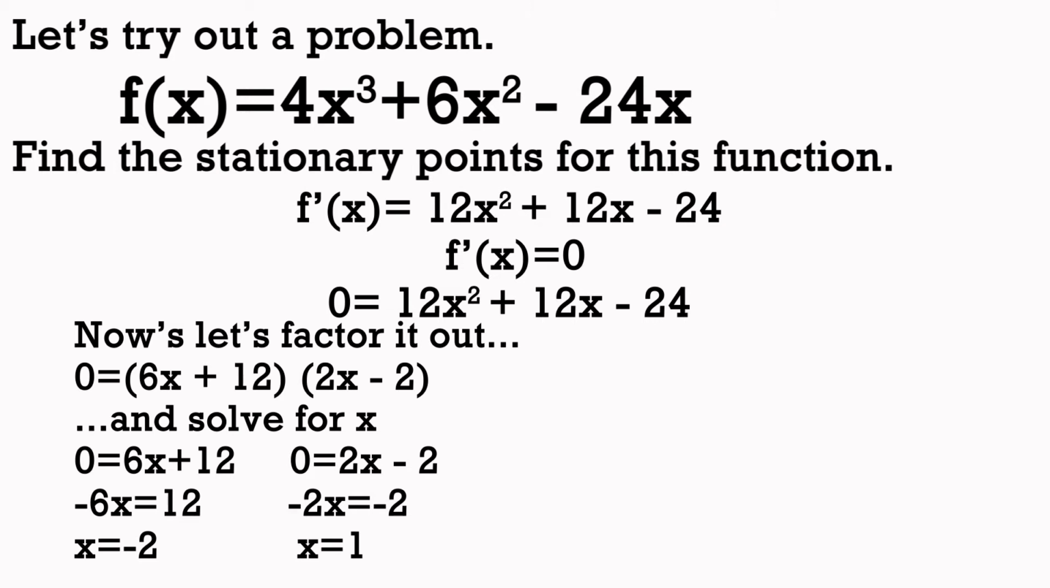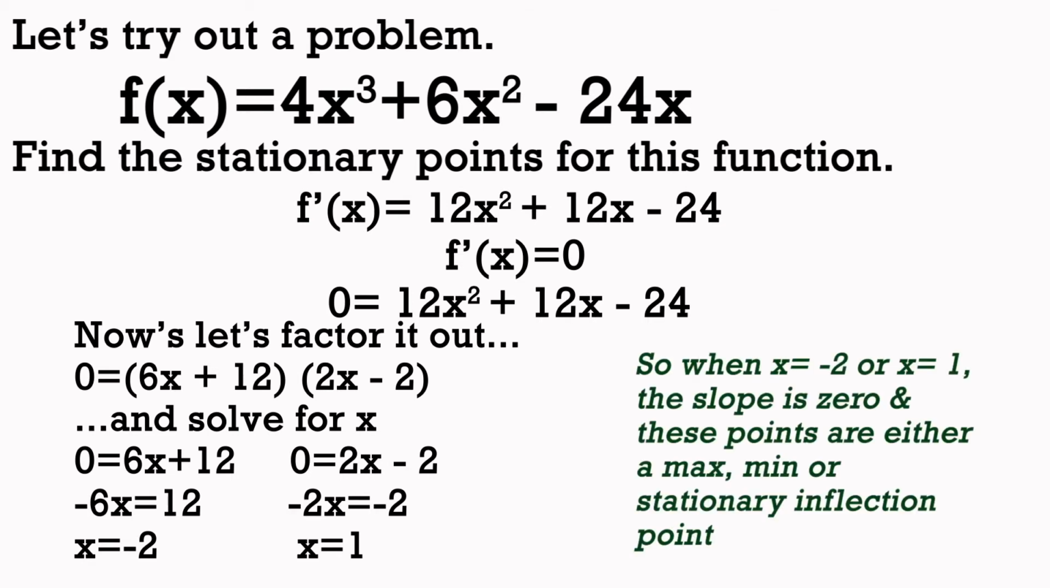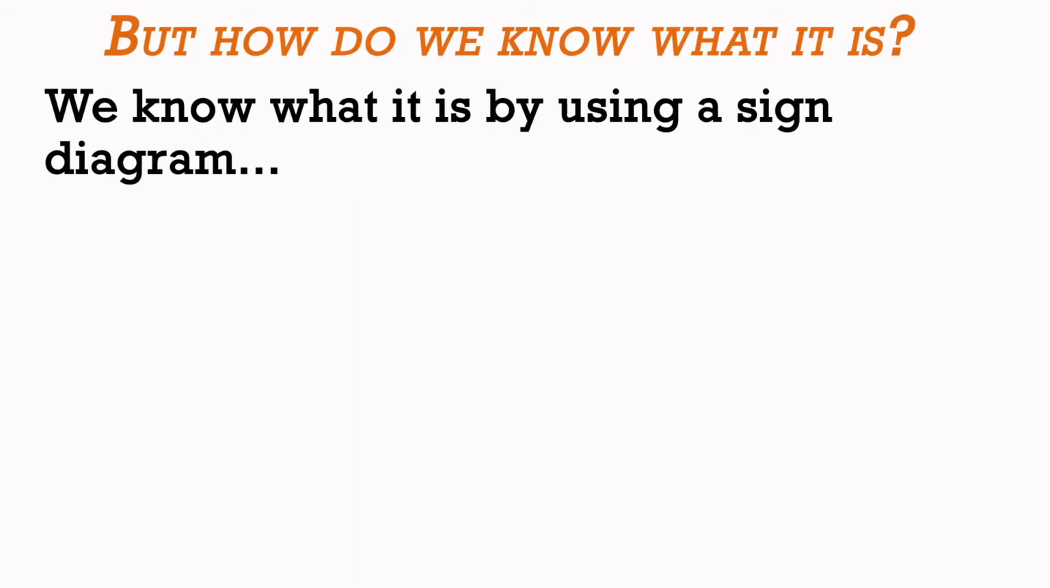Now we're going to solve for x. Take each part of the function and set it equal to 0. We get that x equals negative 2 and x equals 1. So when x equals negative 2 or x equals 1, the slope is 0. And these points are either a maximum, minimum, or a stationary inflection point. But how do we know what it is?